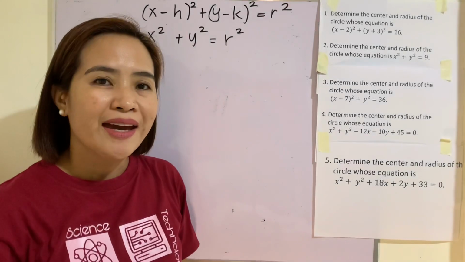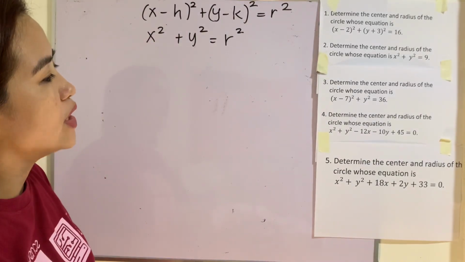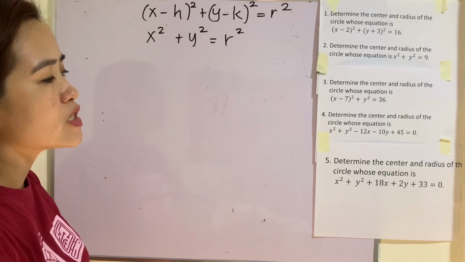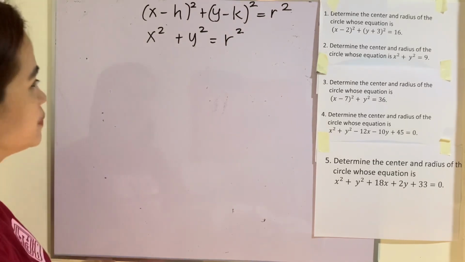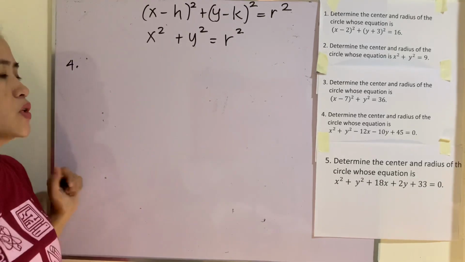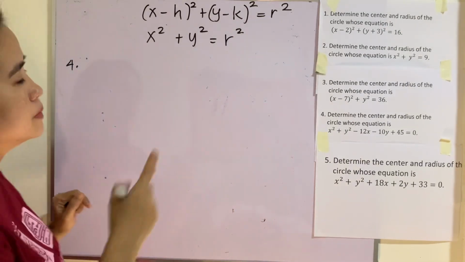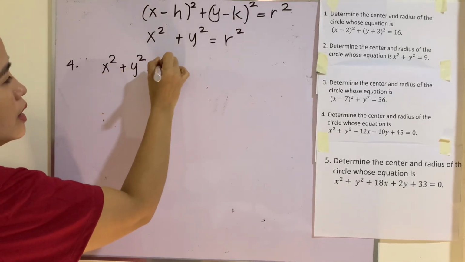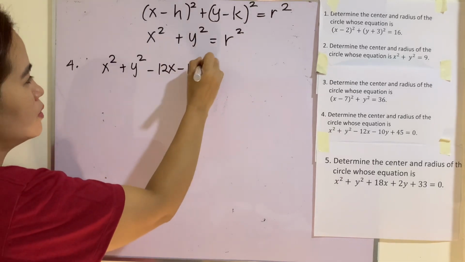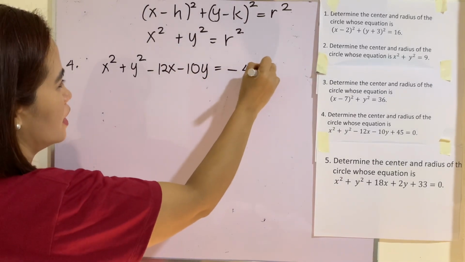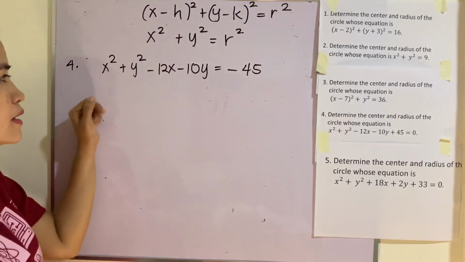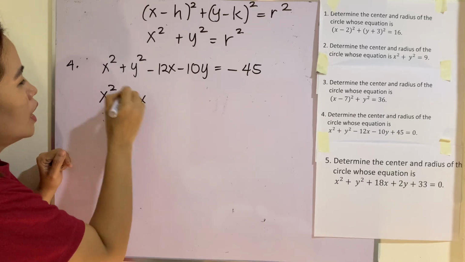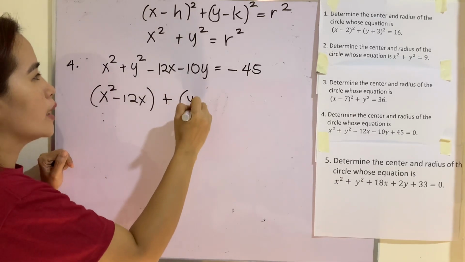Now, example number 4. Determine the center and radius of the circle whose equation is x squared plus y squared minus 12x minus 10y plus 45 equals 0. The first step that you will do is to isolate the constant term. So that is x squared plus y squared minus 12x minus 10y is equal to negative 45. I transpose 45 to the other side. And then we group terms with x, and then we group terms with y. That's the next step.